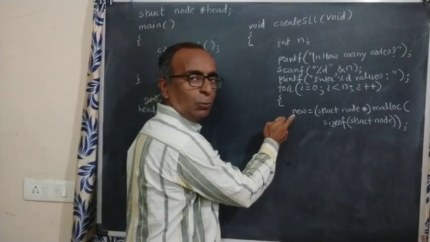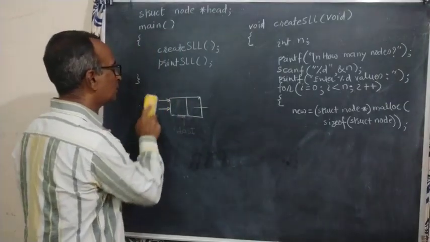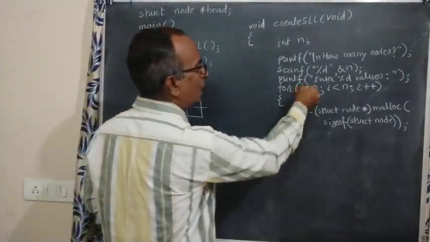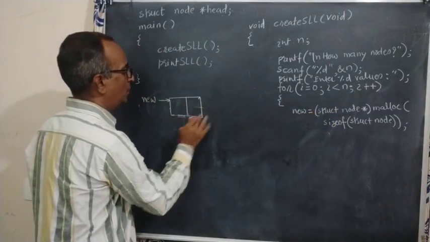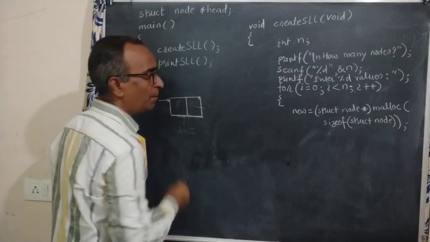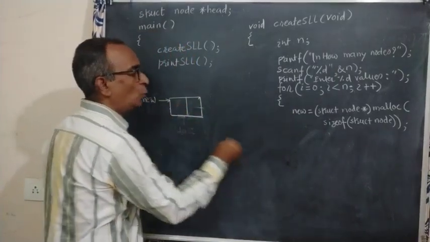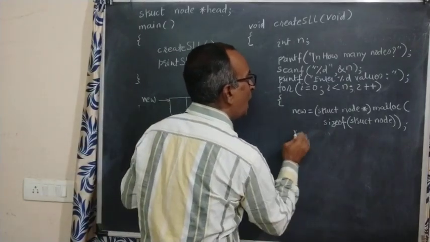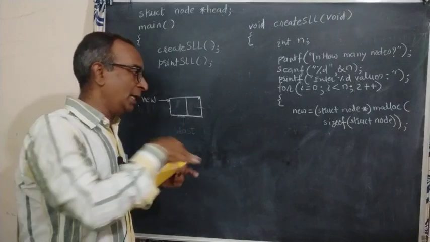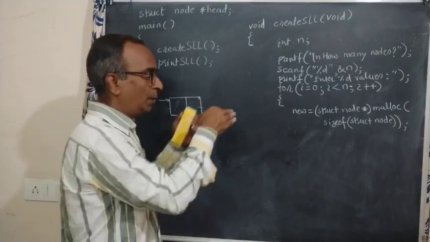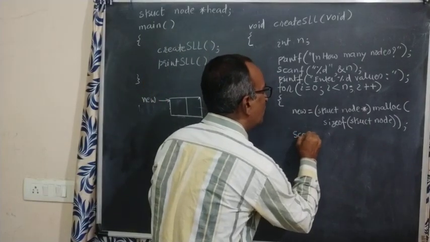You have created a node, new node. By this statement, what will happen? See, by this statement, when i is equal to 0, it will come here. This is pointed by new now. This will happen here. Now set this info field. How to set info field? I'm reading from user. Whatever entered through keyboard in scanf, that I have to read.